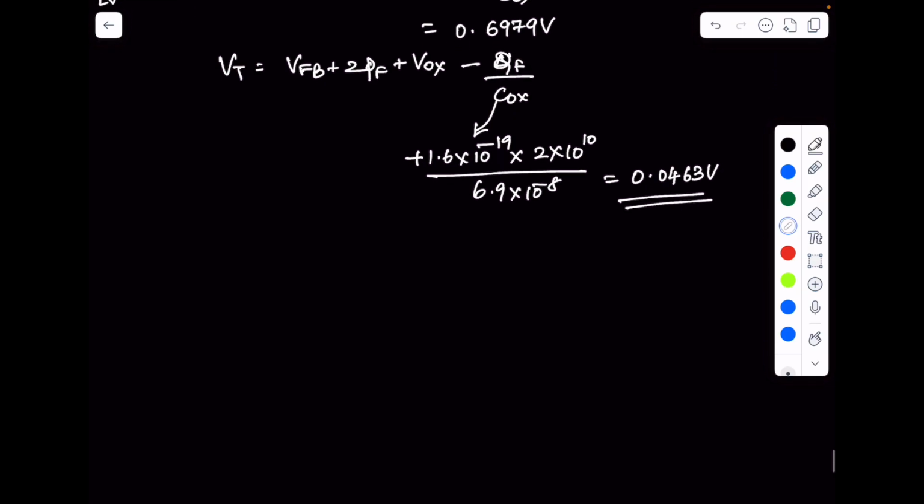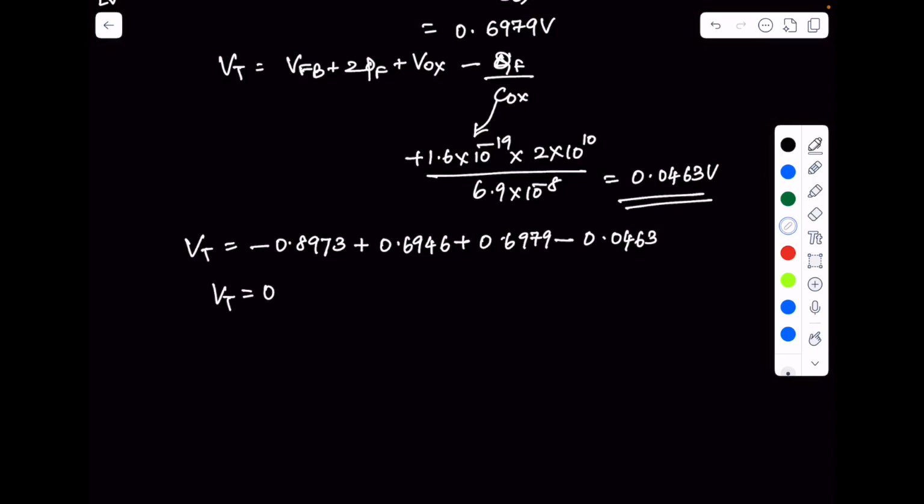And so my Vt is now going to be VFB, minus 0.8973, plus 2φf, which is 0.6946, plus Vox, which is 0.6979, minus Qf by Cox, which is minus 0.0463, and that works out to 0.4489 volts. So roughly 0.45 volts is the Vt of the device.